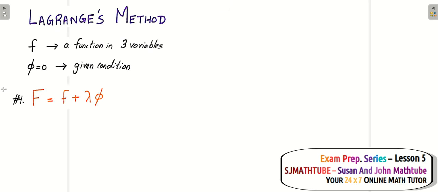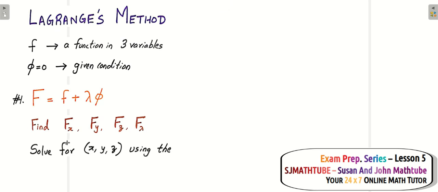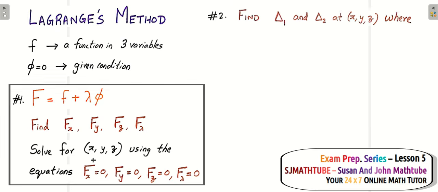The first thing you do is form something called capital F. Capital F is small f plus lambda times phi. Then you find all the possible first order derivatives, that is fx, meaning you differentiate with respect to x, y, z, and then lambda. Now using these equations, we equate all these quantities to 0 and find the stationary point.